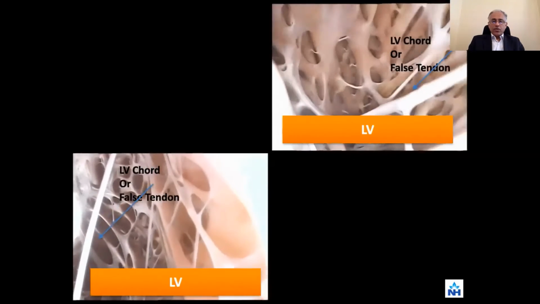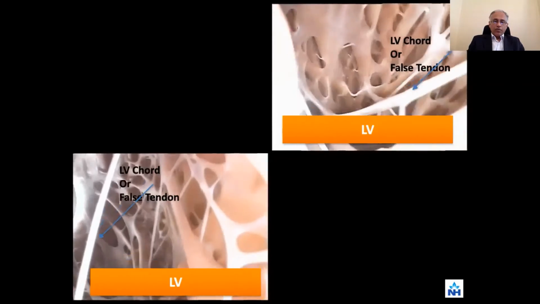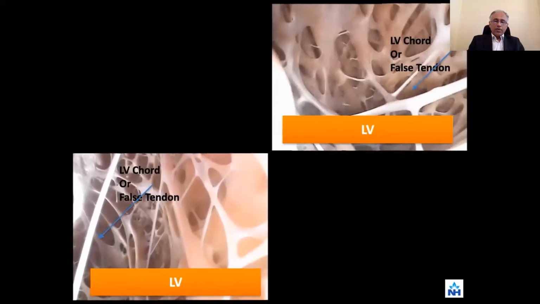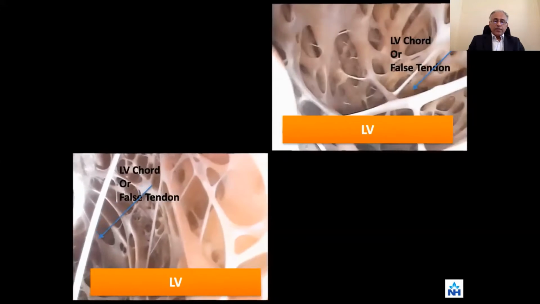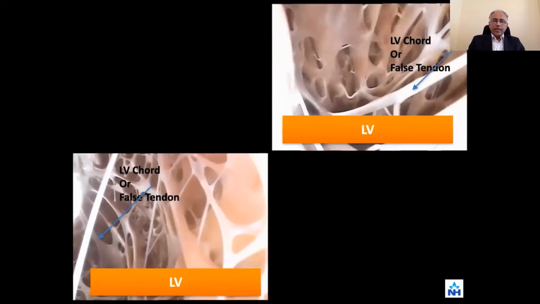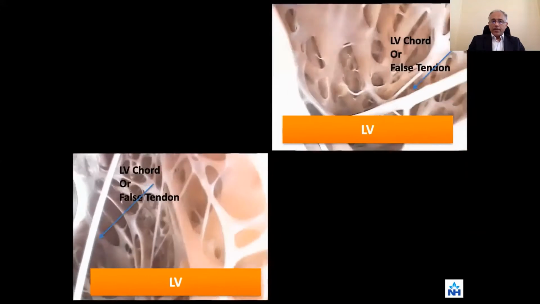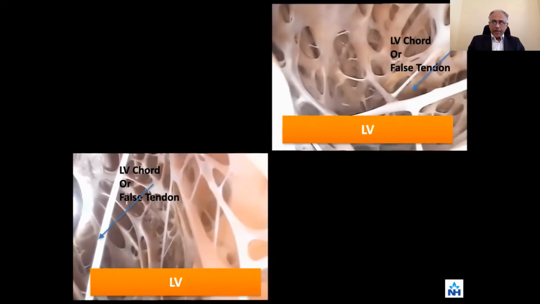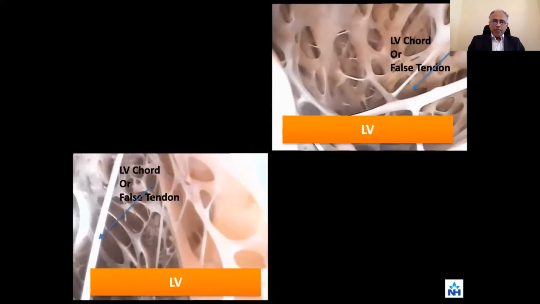First, let's look at the LV cord, or the false tendon. This is how it looks, the LV cord: that bright structure which crosses the left ventricular cavity. You can see it in two different views. This is how the actual anatomy looks, and you can see the trabeculations in the background.